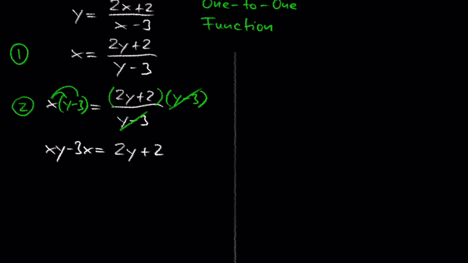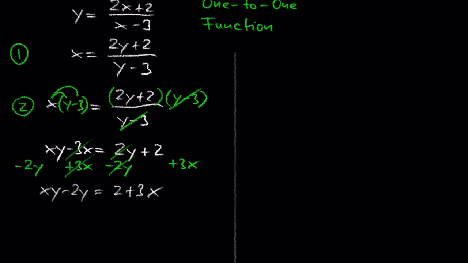Now we have to isolate the y. So we are going to add 3x and subtract 2y. So we get xy minus 2y equals 2 plus 3x. The left side we can write as y times (x minus 2). We're almost done. The last thing we have to do is to divide both sides of the equation by x minus 2 to isolate the y.